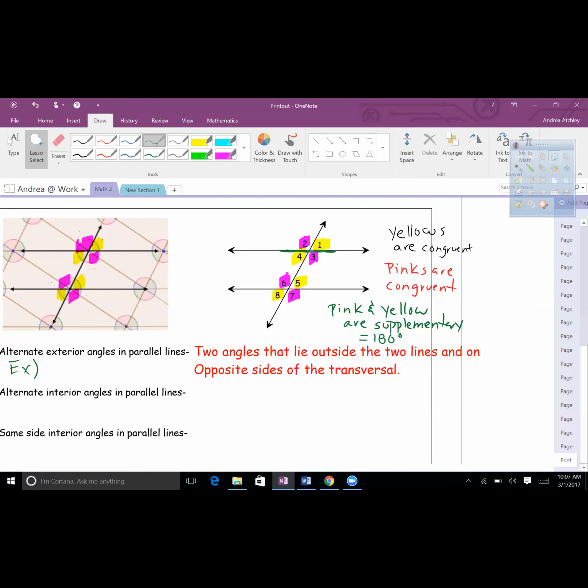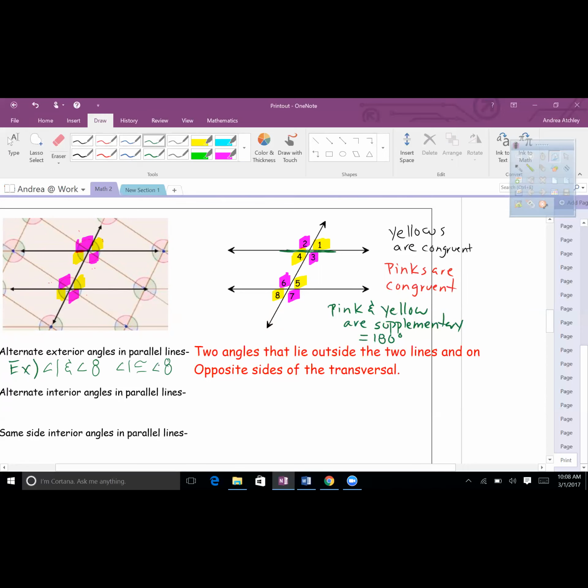So angle 1 and angle 8. And since they're both yellow, that means the yellows are congruent. So angle 1 is congruent to angle 8. Sorry that that's so messy.